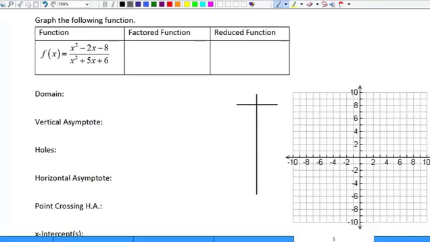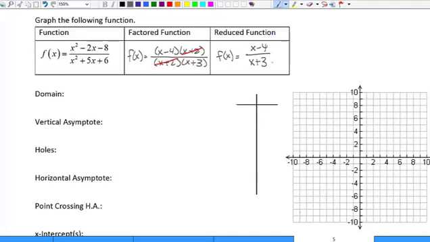On our next problem, we have f of x equals x squared minus 2x minus 8 over x squared plus 5x plus 6. And I want to factor that to see if anything cancels. So I have x minus 4 and x plus 2 on the top. On the bottom, I have x plus 2 times x plus 3. So this is my factored form. But look what happens. X plus 2 divides out. And my reduced form is x minus 4 over x plus 3.